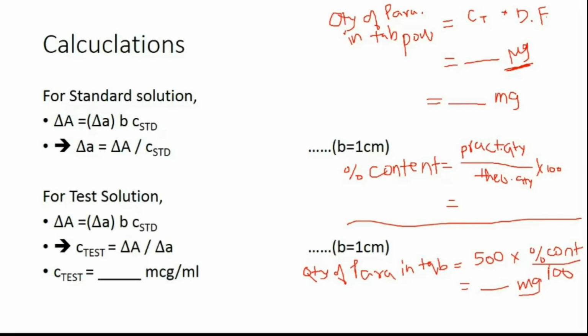You will get your answers in milligrams. Okay, so this is your result statement. The given sample of paracetamol per tablet contains so many milligrams of paracetamol IP, and second is percent content of given sample of paracetamol tablet was found to be so and so percentage. I will give you 5 minutes to complete it. Then I will show you whether your results are matching with the results which I have calculated.